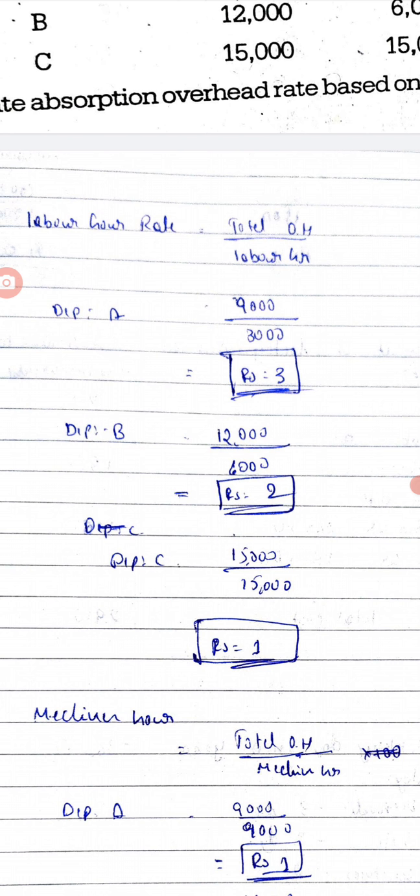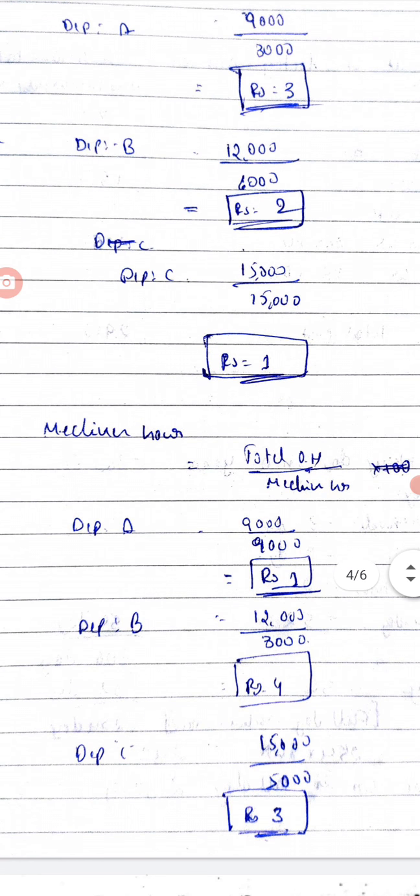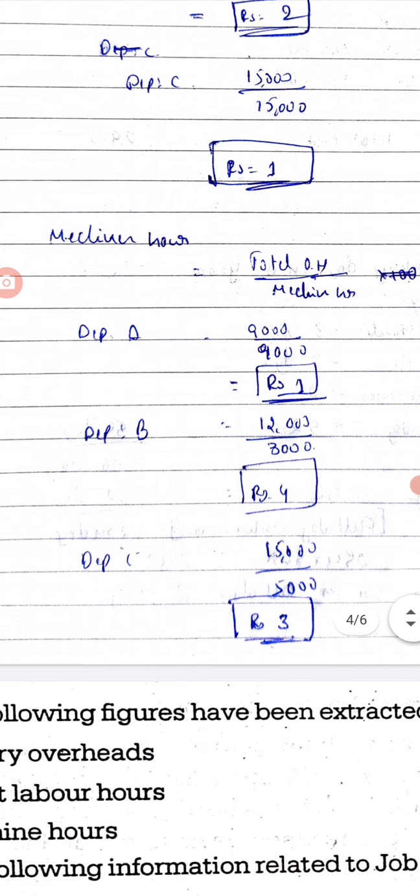So now department A is there, department B is there, department C is there. You are just taking total overheads divided by labor hours, and you will get the answer for all the 3 departments. So it is very simple. 9,000 divided by 3,000, 12,000 divided by 6,000. So 6,000, 3,000 and this 15,000 denominator is labor hours, and then 9,000, 12,000 and 15,000 is overheads of 3 departments. So this is how we have to calculate labor hour method.